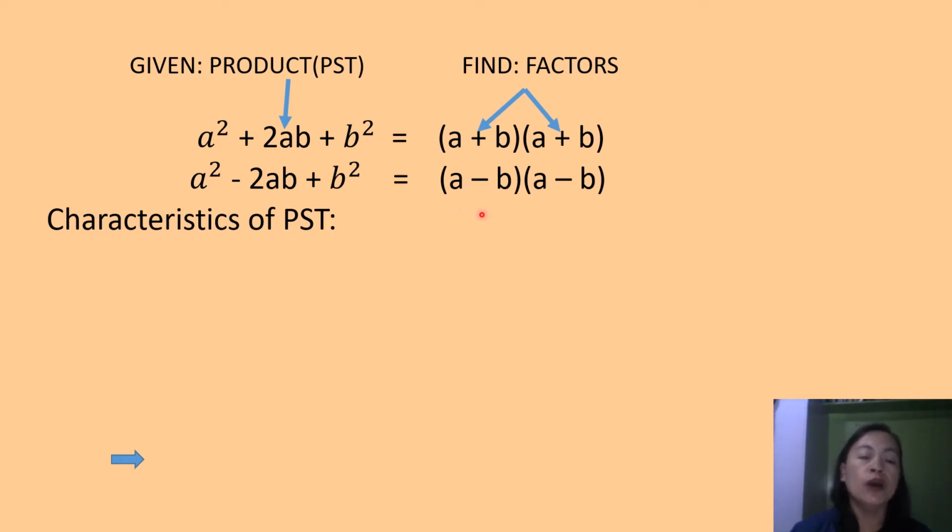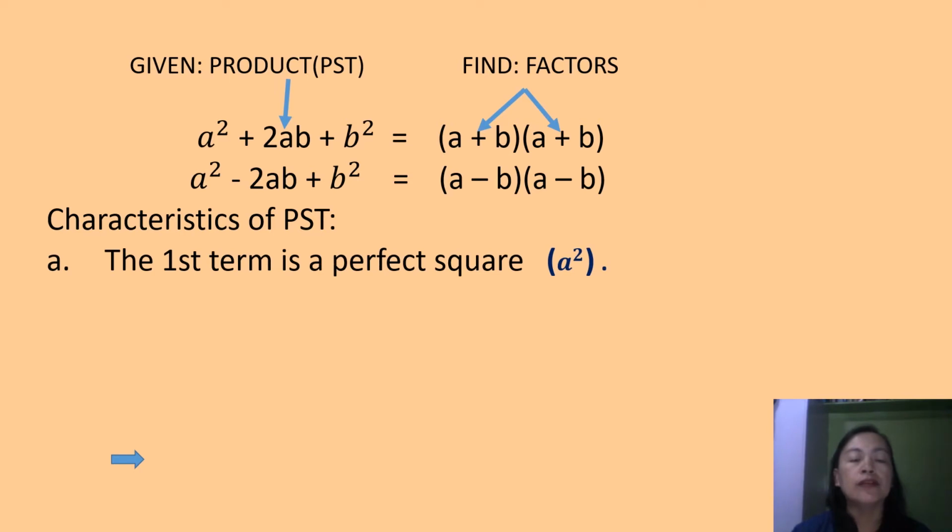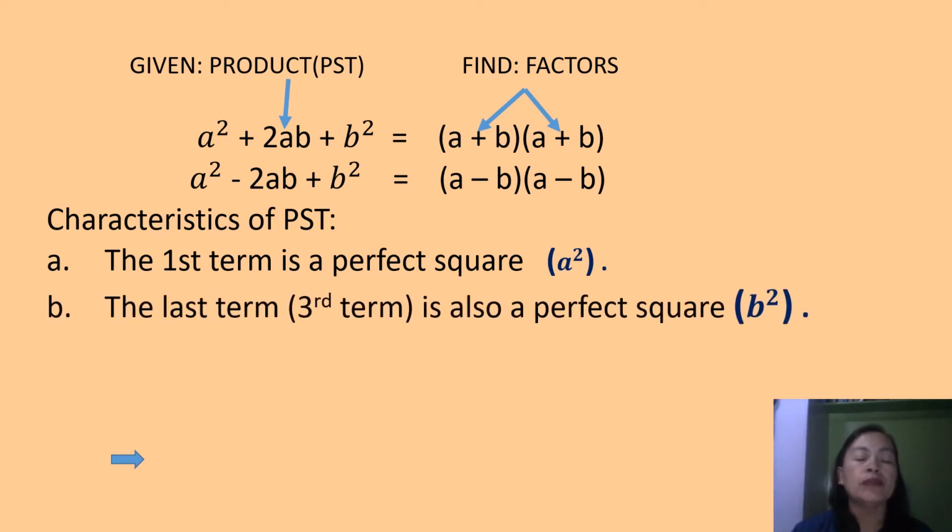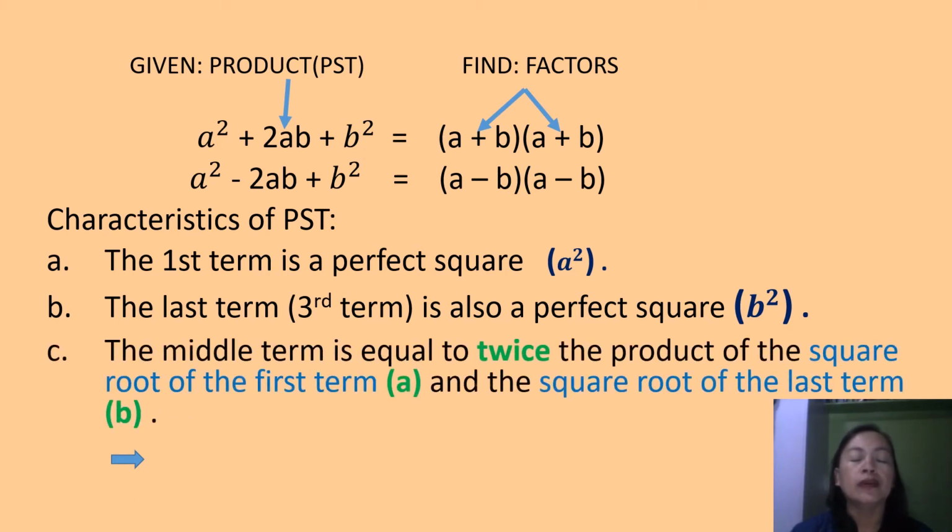in our factors. Checking the characteristics of perfect square trinomials. Letter A, the first term is a perfect square. Always check that the first term is a perfect square. Letter B, the last term, or the third term, is also a perfect square. That's b squared. A squared and b squared, first term and last term. Now what about the third? Letter C.